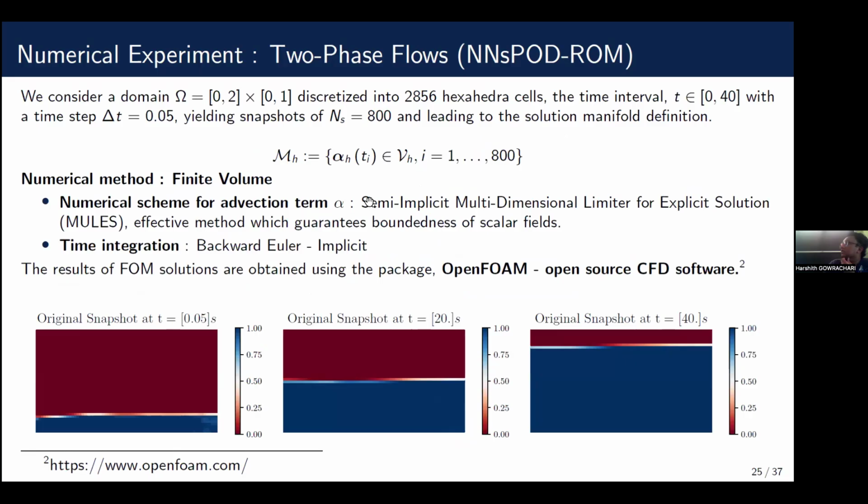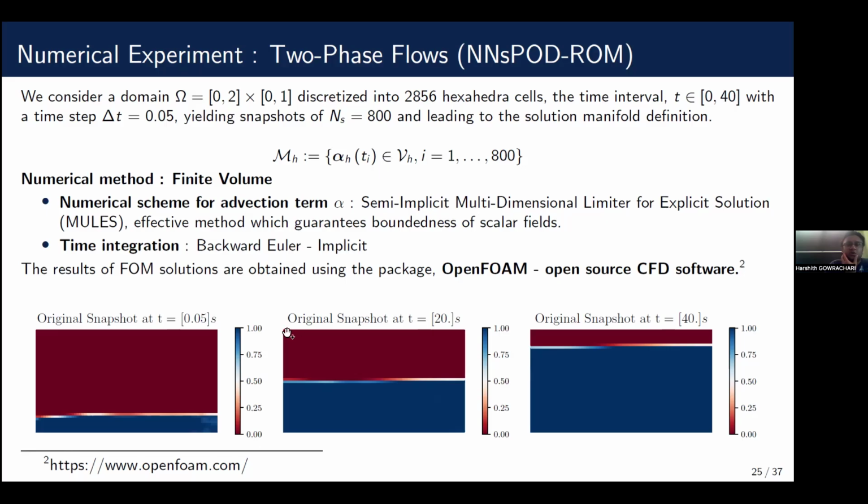And to have good boundedness of your scalar field, which is alpha, which should vary only between 0 and 1, we consider this popular MULES scheme, which is mainly used for multi-phase flows. It is a semi-implicit second order numerical scheme. And then for time integration, we use the Euler implicit first order.